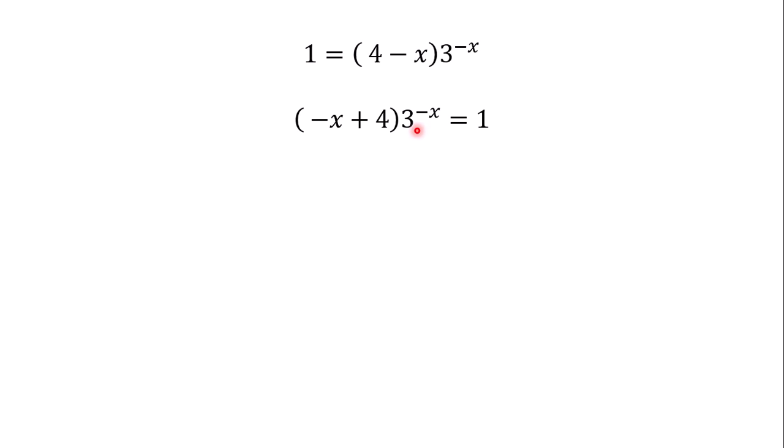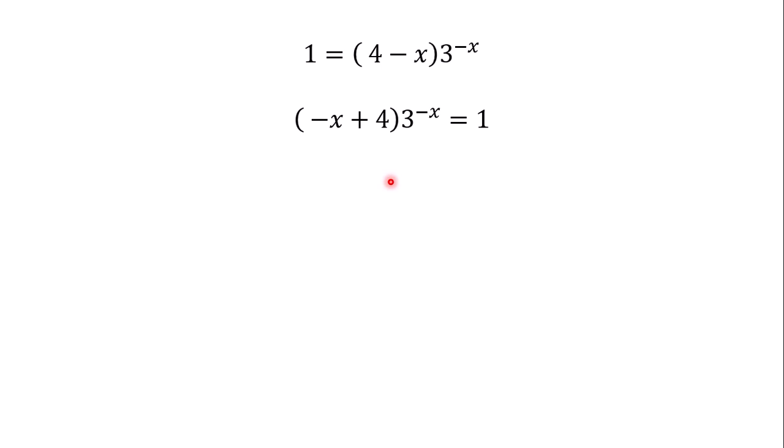3 raised to the power minus x plus 4. So at the end of the day, what is powering this 3 here will be minus x plus 4, and what is multiplying this 3 here will be what? Minus x plus 4, which is the same thing as what is here. So when we rewrite this one using the approach, what is powering it and what is multiplying it will all be the same.